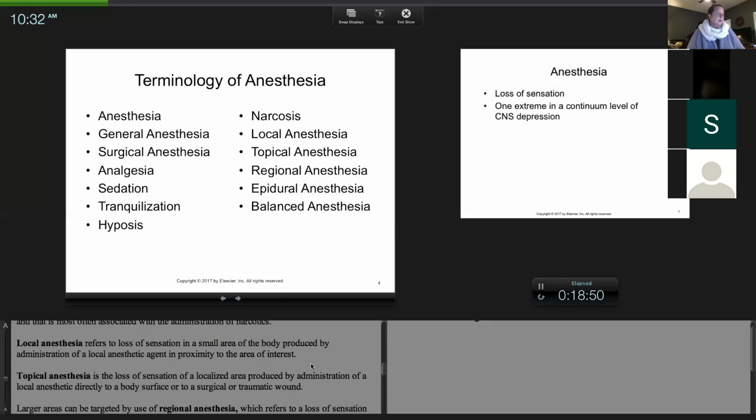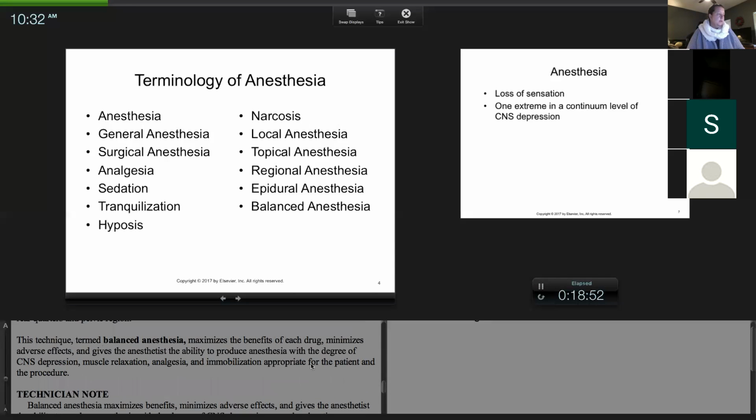So the key that I'm going to talk about here is there's a note at the bottom called balanced anesthesia. The whole purpose of anesthesia is you're using multiple drugs and they maximize the benefit of each drug. And it minimizes the adverse effects. And you get CNS depression, relaxation, analgesia, immobilization. Let me give you my analogy.